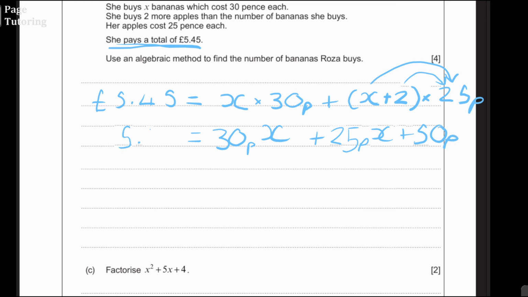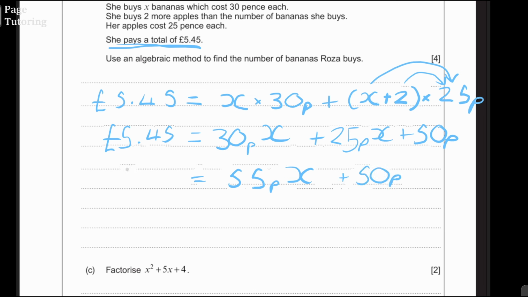Equals our £5.45. Okay, this is looking very familiar. Now we can gather these x's together. We've got 30p times x and 25 times x, so that's the same as 55 times x. I'm just putting that p there to remind me that that's in pence. 55p times x, and plus 50p.